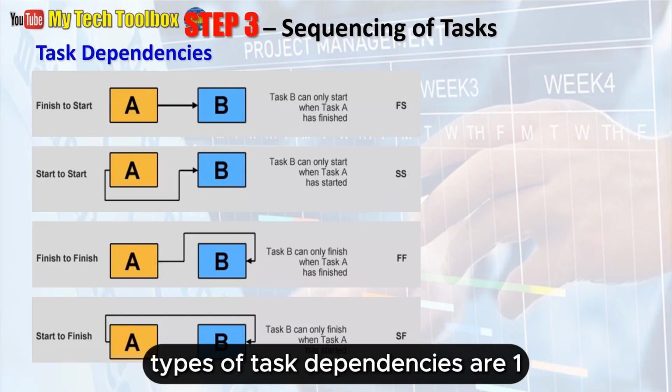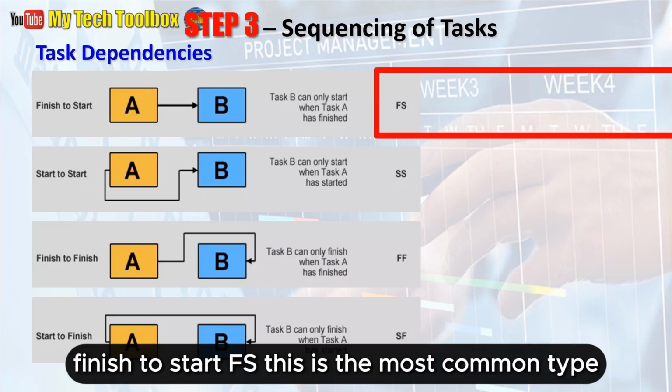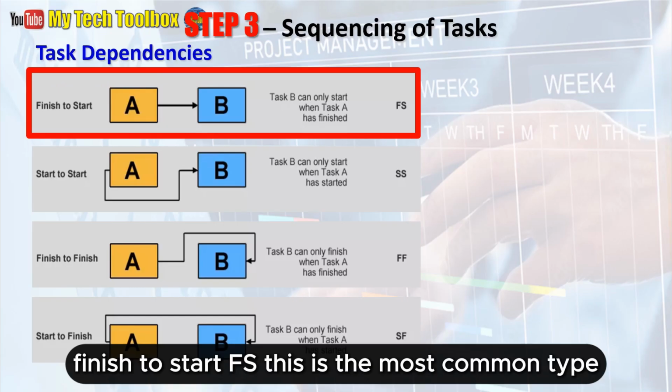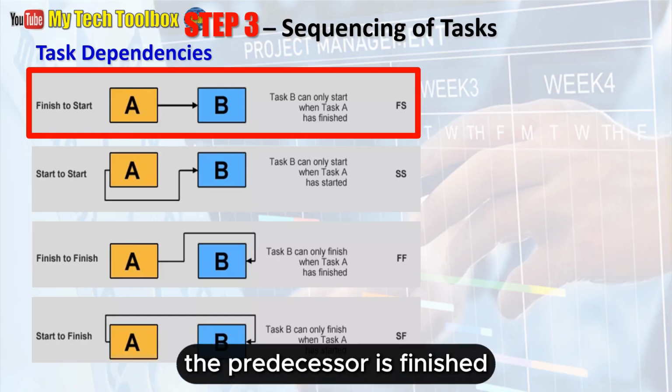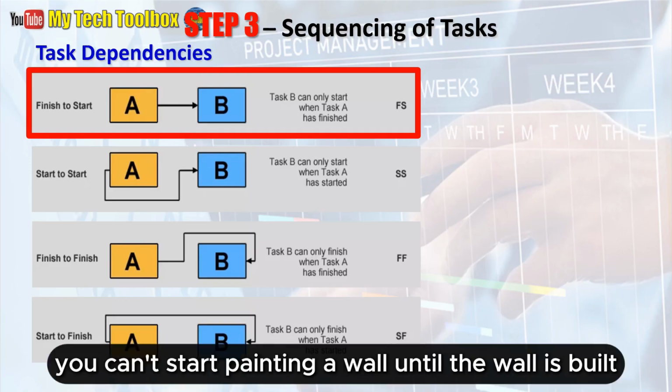Types of task dependencies are: 1. Finish to start, FS. This is the most common type. Task B, the successor, cannot start until task A, the predecessor, is finished. For example, you can't start painting the wall until the wall is built.